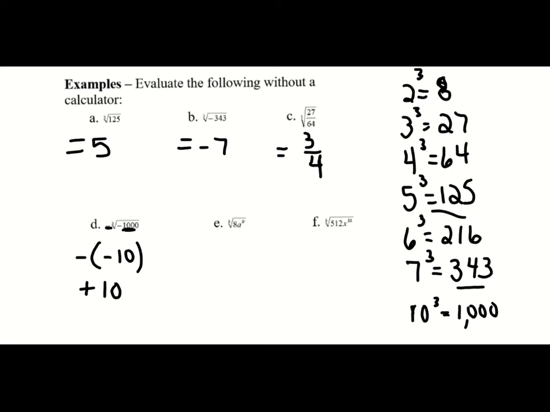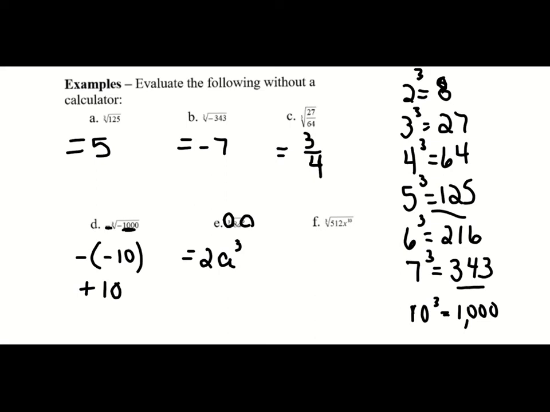For E, the cubed root of 8a to the 9th. So again, focus on the number first. We know the cubed root of 8 is 2. Now we do the same thing here. We divide our index into our exponent for our power with the variable, and 3 goes into 9 3 times. So my answer is going to be 2a to the third.